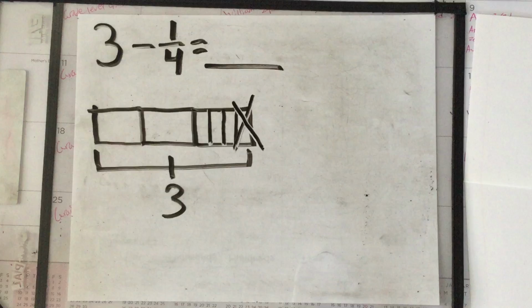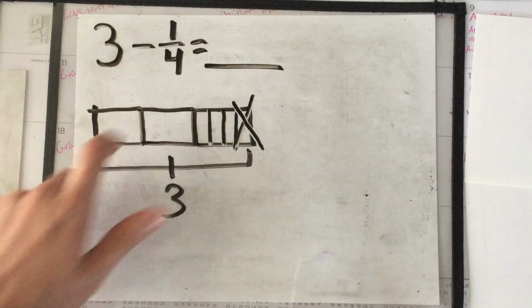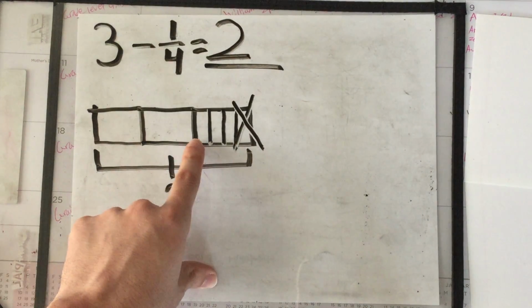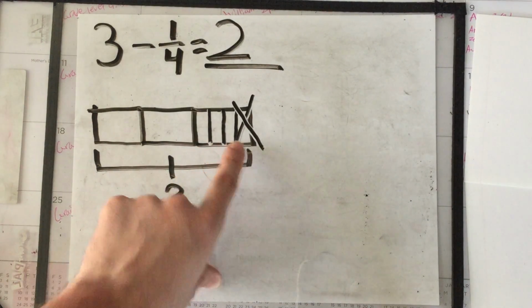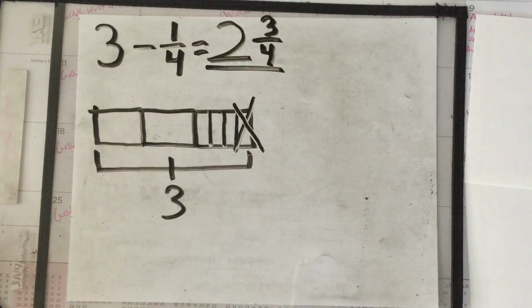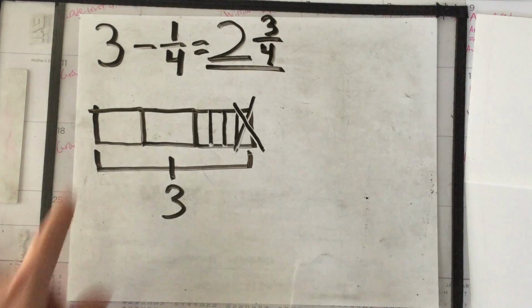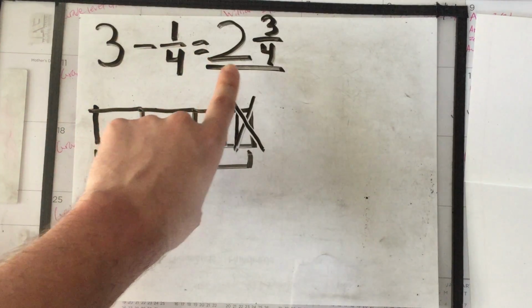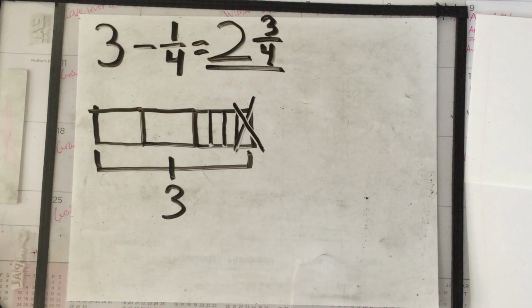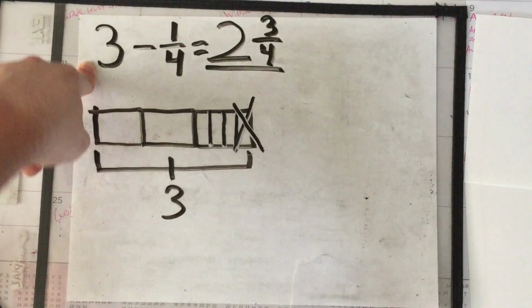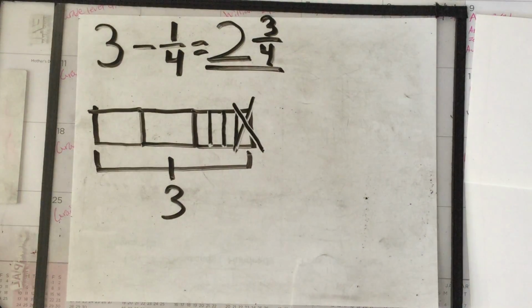So let's see what I have left. I have 2 whole things, and then I have 1/4, 2/4, 3/4 left. So now I know that the whole number 3 minus 1/4 equals 2 3/4. I'm going to show this to you now doing that method we used with the last one, where I'm going to take this number, turn it into a fraction, and do the subtraction.